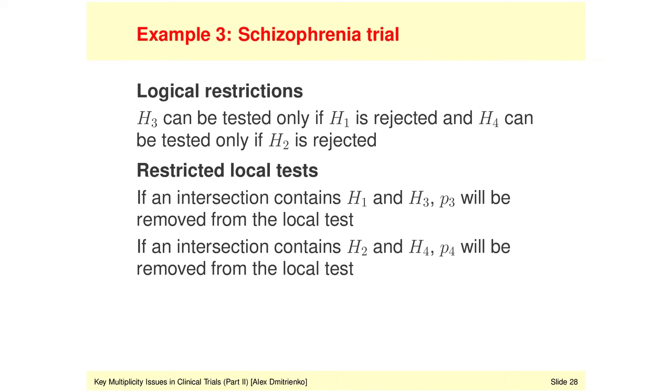If we look at an intersection hypothesis and it happens to contain H1 and H3, then the p-value P3 will be removed from the local test. This is done to make sure that if H1 is not rejected, then H3 would not be testable, which means that it would be accepted without testing. And the same principle would be applied to an intersection hypothesis that contains H2 and H4 simultaneously. To end up with a gatekeeping procedure that is consistent with the predefined logical restrictions, we need to remove the p-value P4 from the local test.